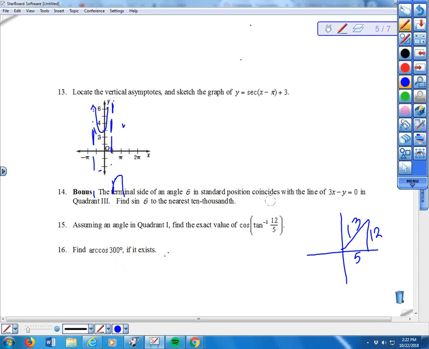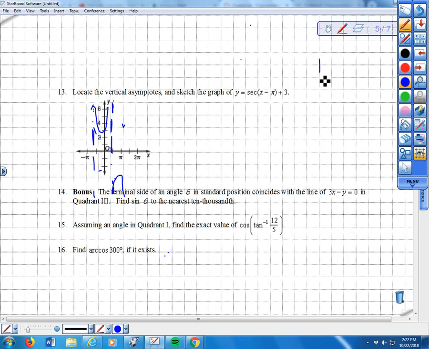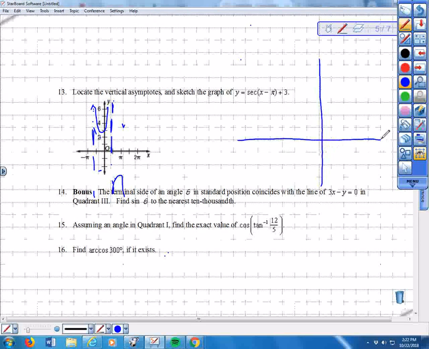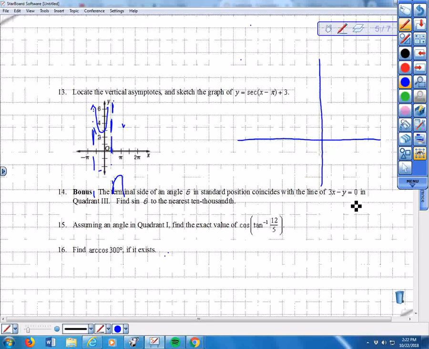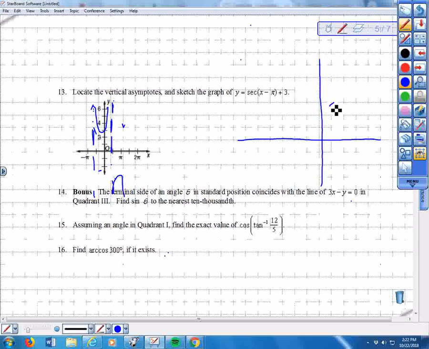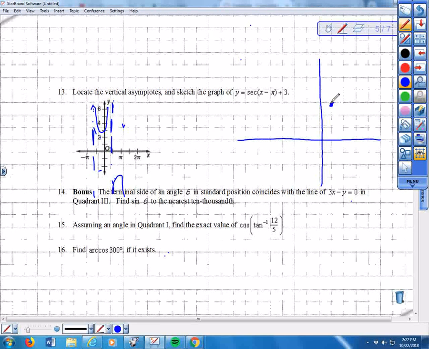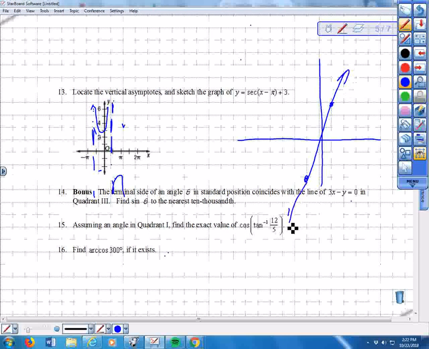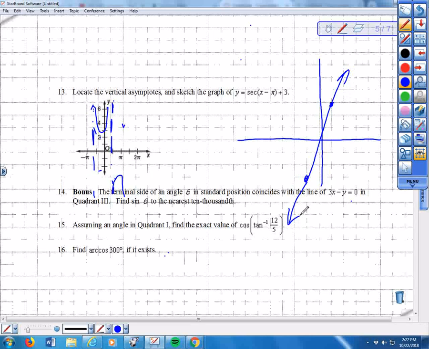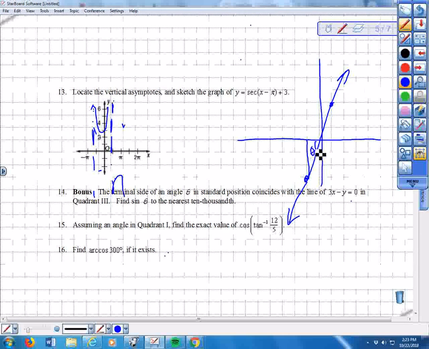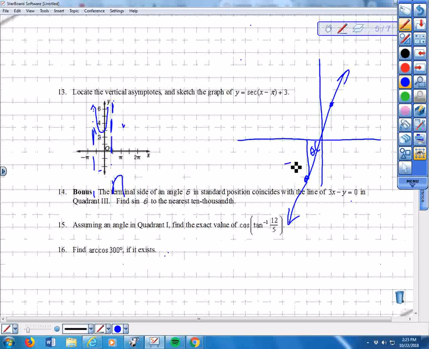Okay, final for the bonus. The line is 3x minus y equals 0. So y equals 3x, right? Which is the slope of 3. So there's what my line looks like. But it wants it in the third quadrant, so I'm going to go ahead and draw my angle. This is 3. This is 1.